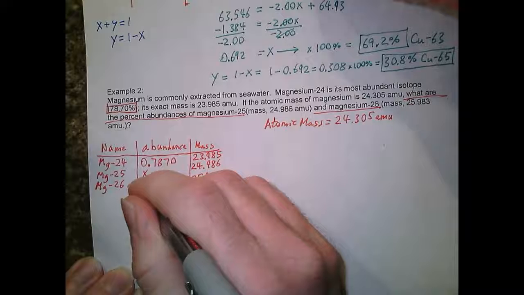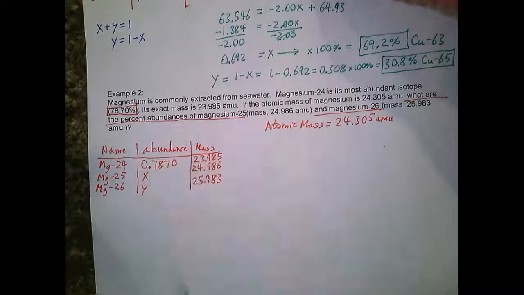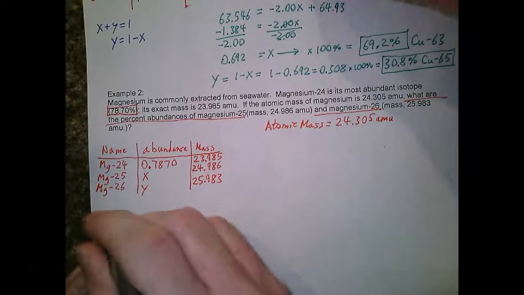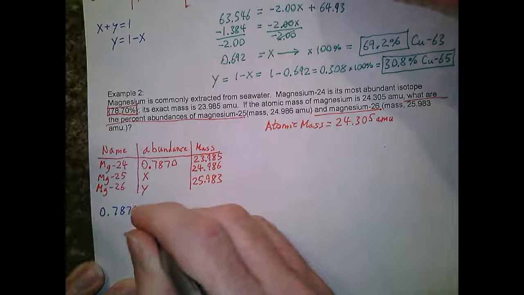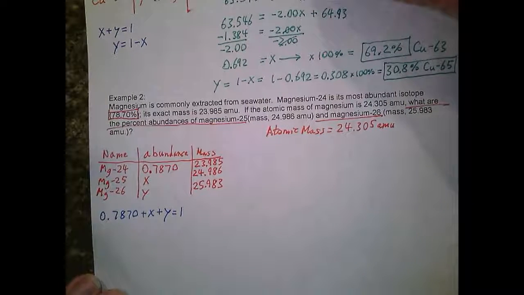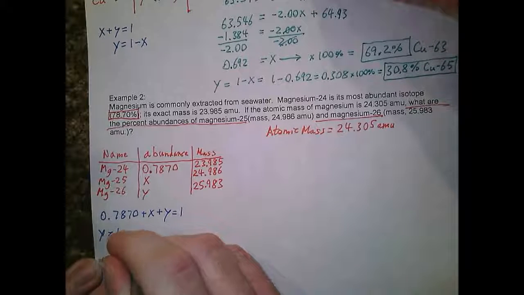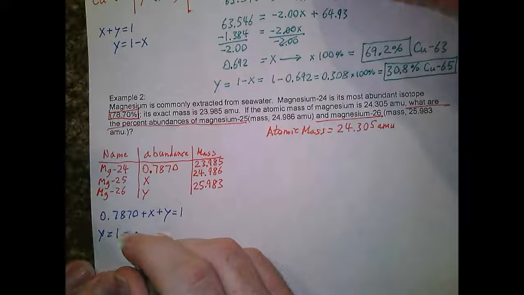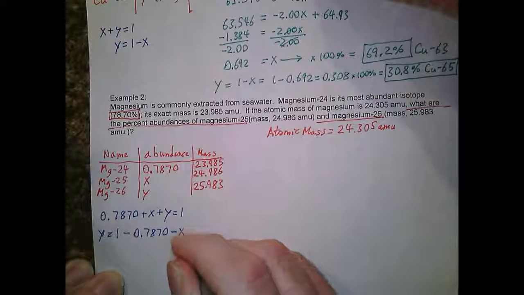Then we have X and Y. Judging by what we just did above, we know that if we add all those together, it should equal 1. So this plus this plus this should equal 1. So 0.7870 plus X plus Y equals 1. Now if I want to solve for Y, Y equals 1 minus 0.7870 minus X.